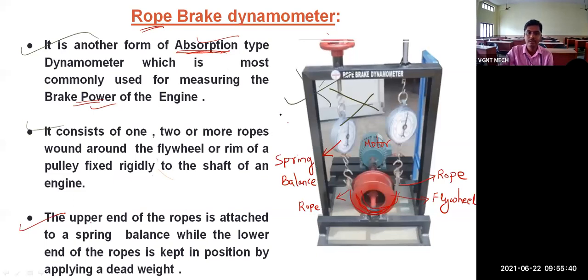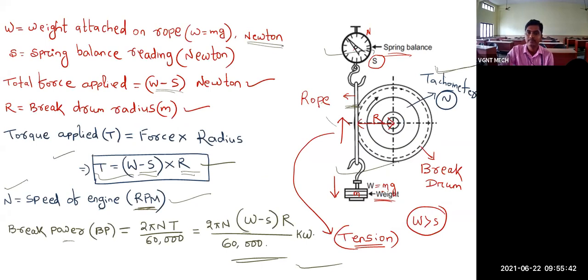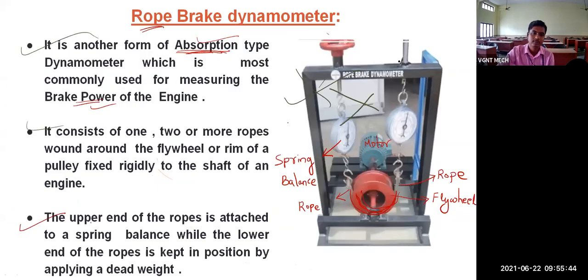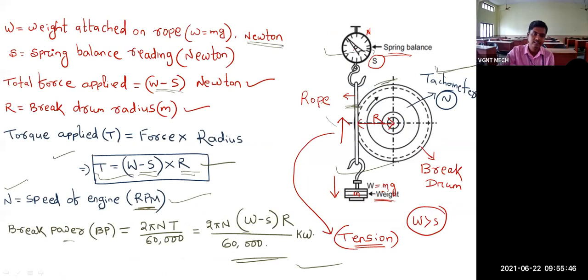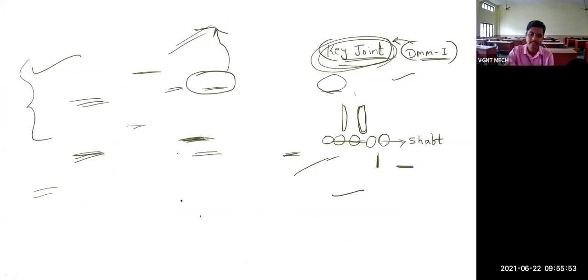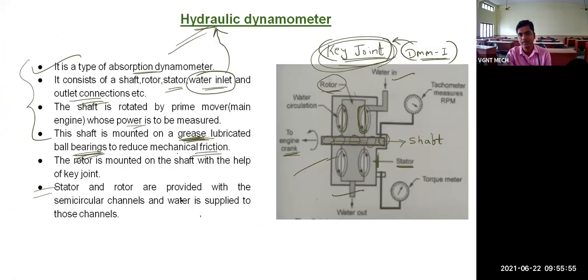This diagram is not required. You draw this diagram, and write 2-3 points, and this derivation you have to show, how to calculate the brake power. And normally they don't ask about the hydraulic dynamometer.